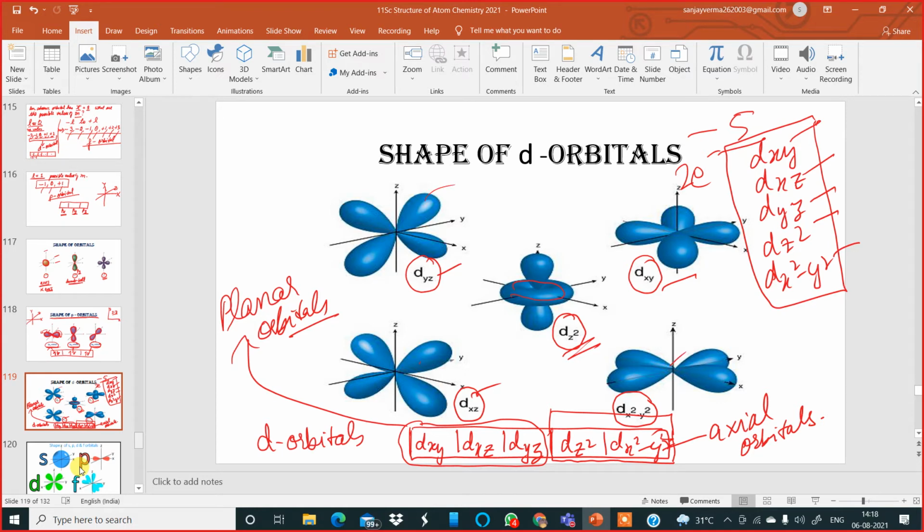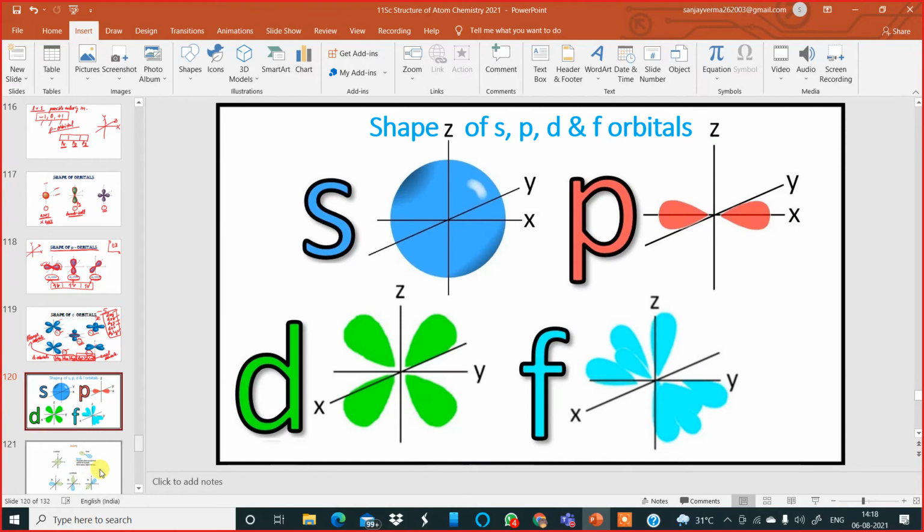Okay, now moving to the next slide: shapes of s, p, d and f orbitals. See, the s orbital is spherical, the p orbital is dumbbell shaped, the d orbital has a complicated shape, and the f orbital has a much more complicated shape. You cannot imagine it, and it is sometimes not even in the BSc syllabus. This is just to clear your picture in your mind regarding the shape of orbitals.